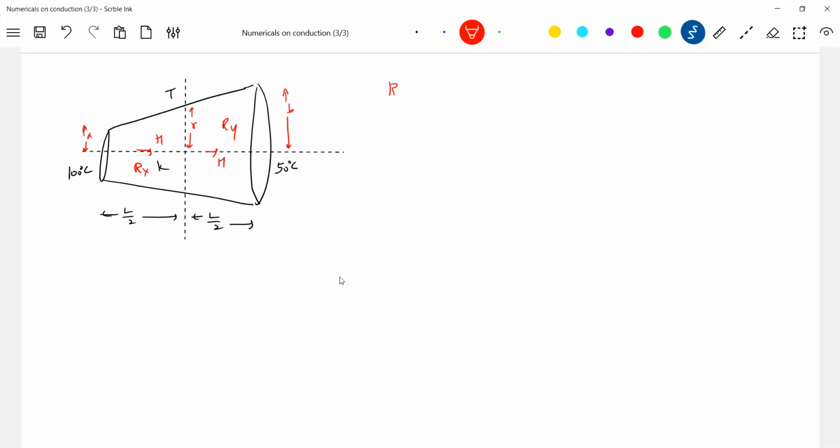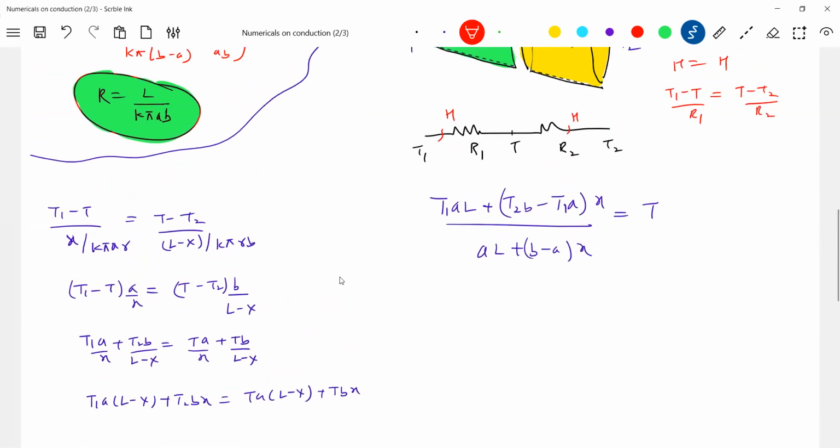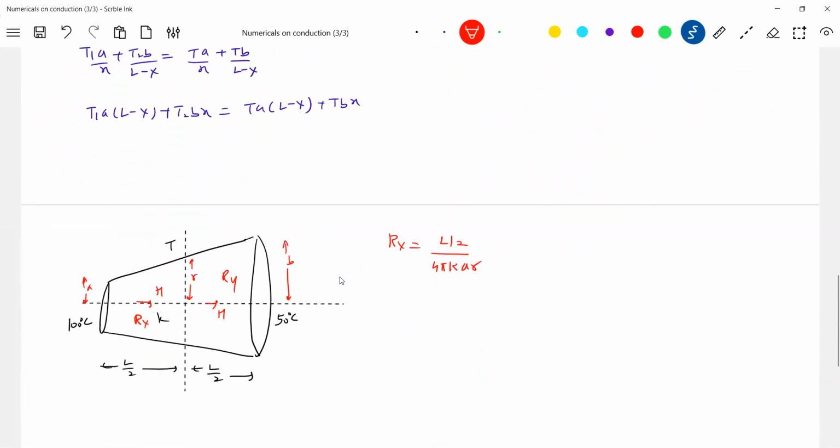Any formula for Rx? Just now we were discussing it. The length is L by 2, so Rx is L by 2 over K pi A into R; the 4 will not be there. What is the resistance of the right part? The length is L by 2, so Ry is L by 2 over K pi R into B. Till here, no problem, all of you?